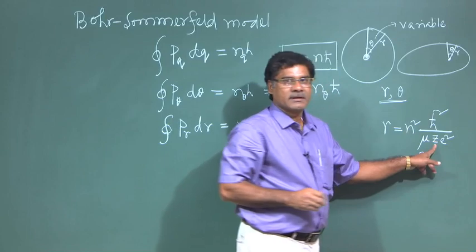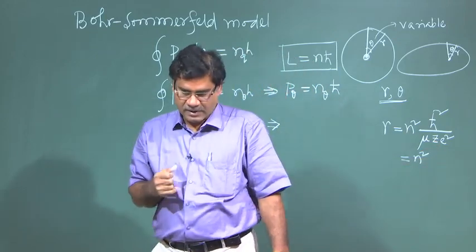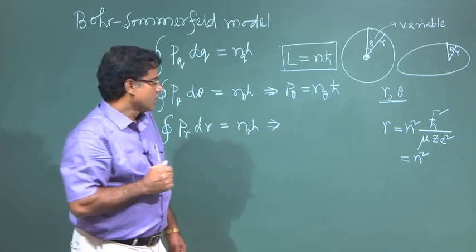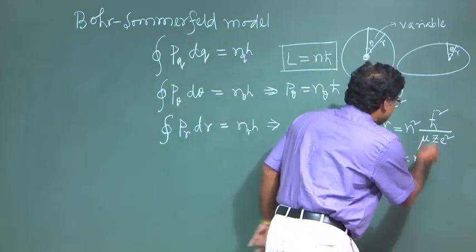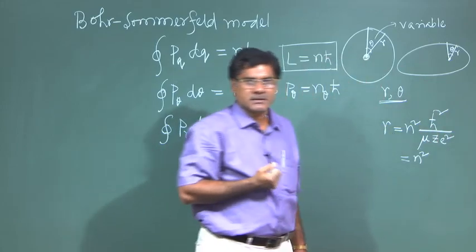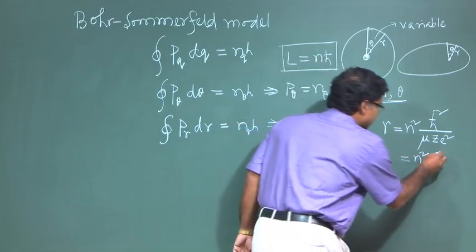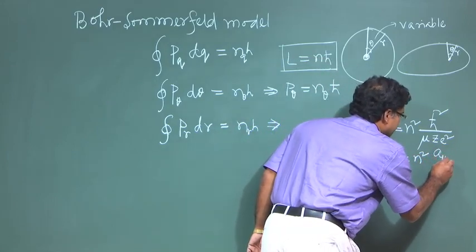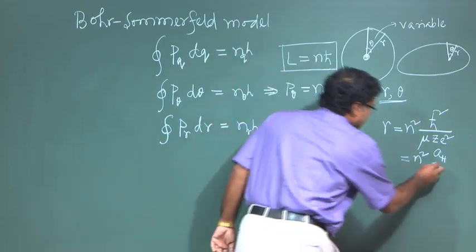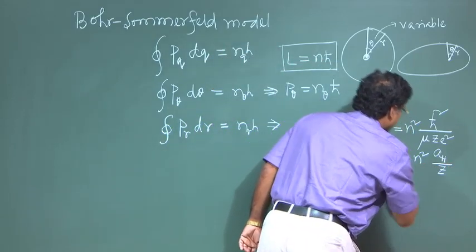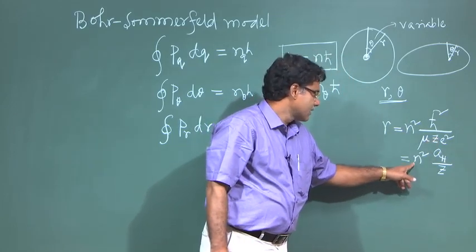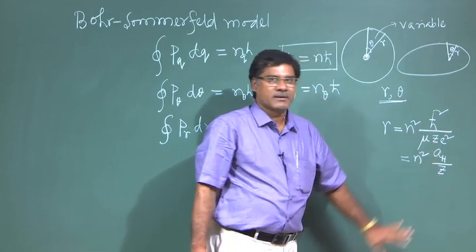Here z equal to 1 is for hydrogen atom, and z greater than 1 is a hydrogen-like atom. If z equal to 1, whatever h cross square by mu e square, that is the Bohr radius. If I write the Bohr radius divided by z, then r is n square a by z, from here you can write.